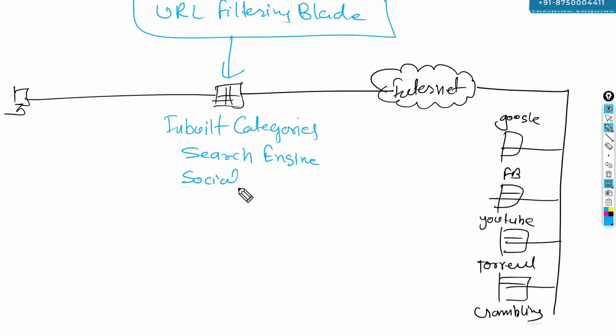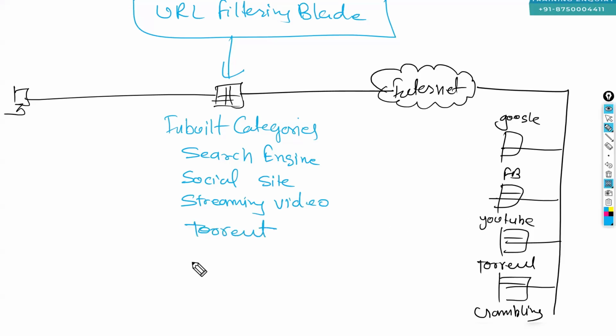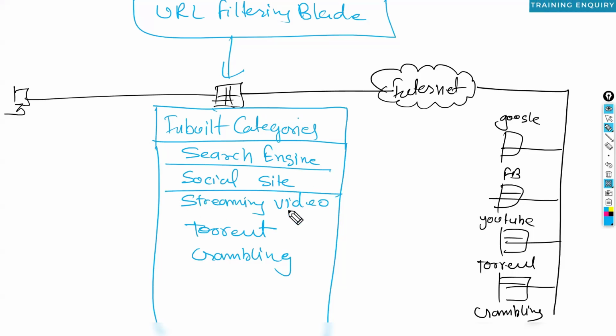Facebook belongs to social site. YouTube belongs to streaming video. Torrent belongs to torrent, and gambling websites belong to gambling. In this way, we have multiple inbuilt categories available on Checkpoint Firewall.